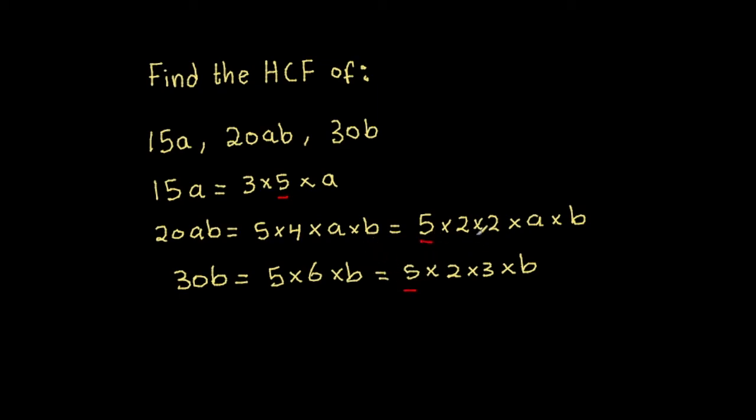Okay, the 2 is in common between the 20ab and 30b, but it's not in 15a. Alright, so we're just going to take what's in common between all of them. And finally, what do we have? That's actually the only thing that's in common between all of them. It's just the 5. Okay, so the highest common factor of all these algebraic products is just equal to 5. And that's it.